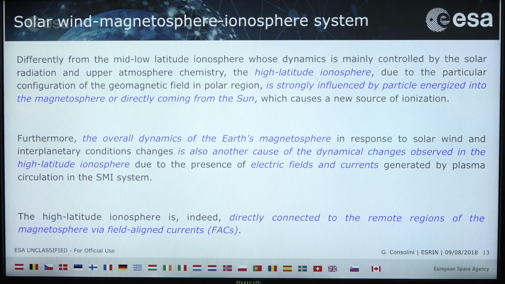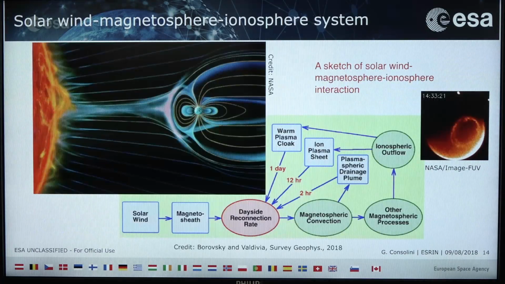Now, I would like to present some of the effects in the next part of this talk. So I would like to discuss one special kind of field of currents which directly connect the ionosphere to the remote regions of the magnetosphere, which are called the field-aligned currents, and other processes. Now, this is a sketch of the solar wind magnetosphere-ionosphere system.